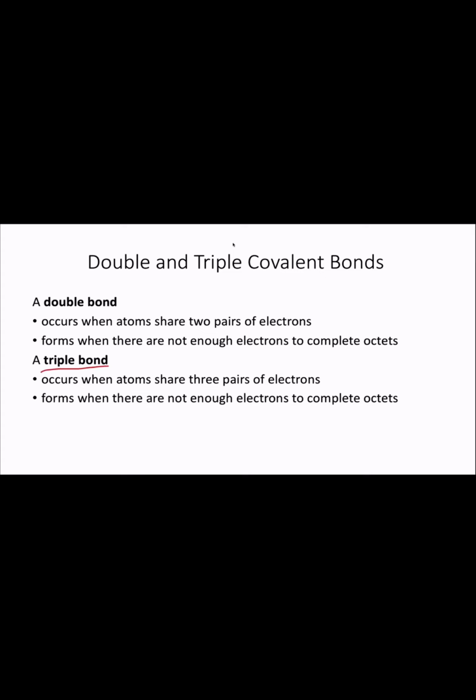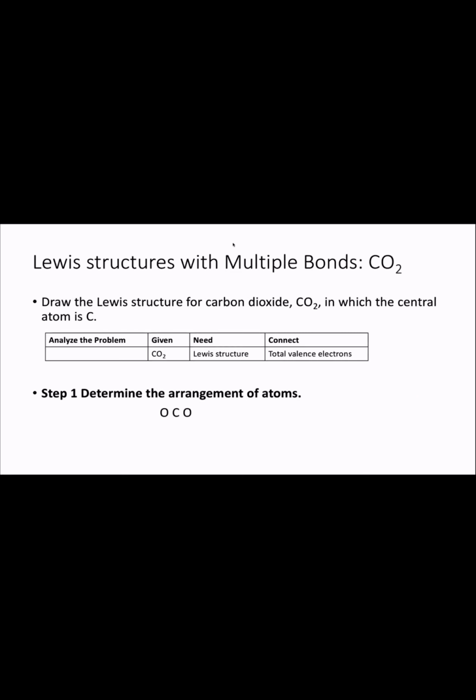A triple bond also occurs when atoms share 3 pairs of electrons, formed when there's not enough electrons to complete an octet. Let's go over this particular one here. Here we have what we call CO2, the Lewis structure with multiple bonds of CO2.